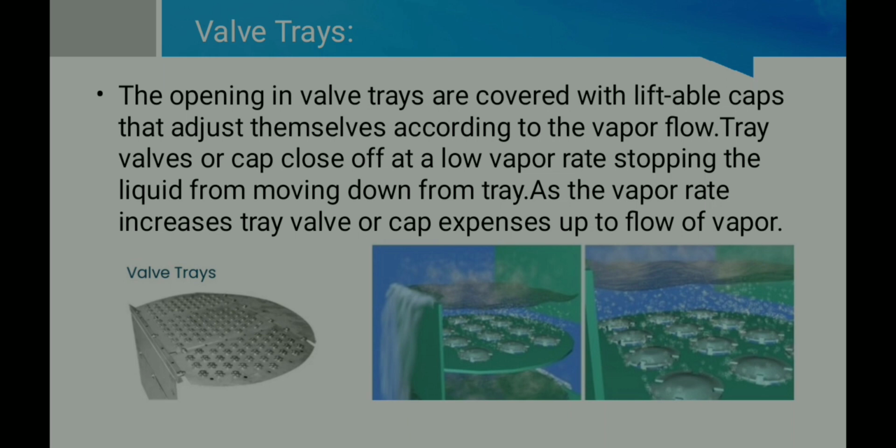It's an adjustable valve tray which opens up when a high flow of vapor occurs. If it is less, it doesn't open. So it helps to stop the downfall. Again, it helps the vapor to rise up, where it can automatically lift up.